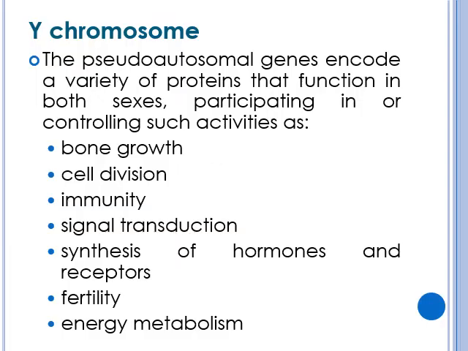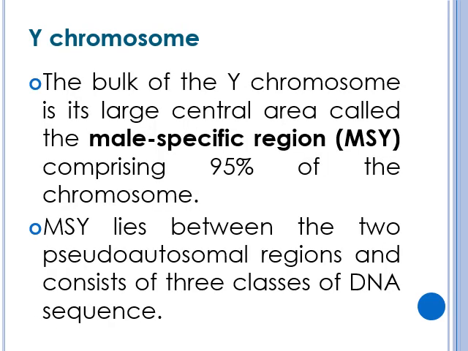On the Y chromosome, the pseudo-autosomal genes encode a variety of proteins that function in both sexes, participating in or controlling such activities as bone growth, cell division, immunity, signal transduction, synthesis of hormones and receptors, fertility, and energy metabolism. The bulk of the Y chromosome is in its large central area, which we call the male-specific region, comprising 95% of the chromosome. The MSY lies between the two pseudo-autosomal regions and consists of three classes of DNA sequence.